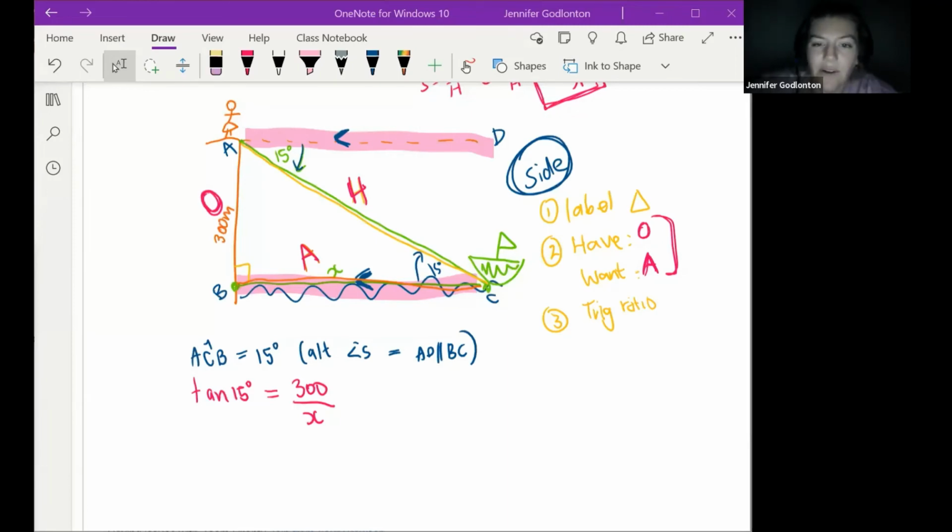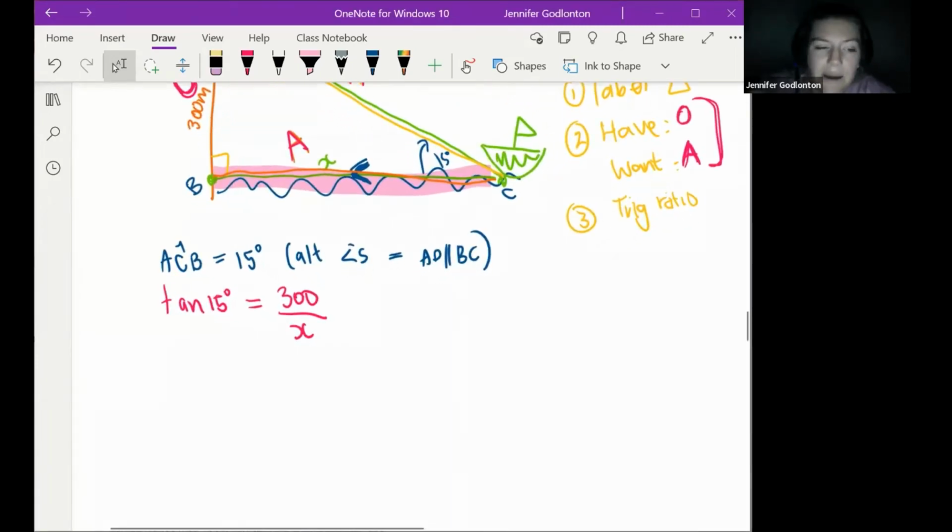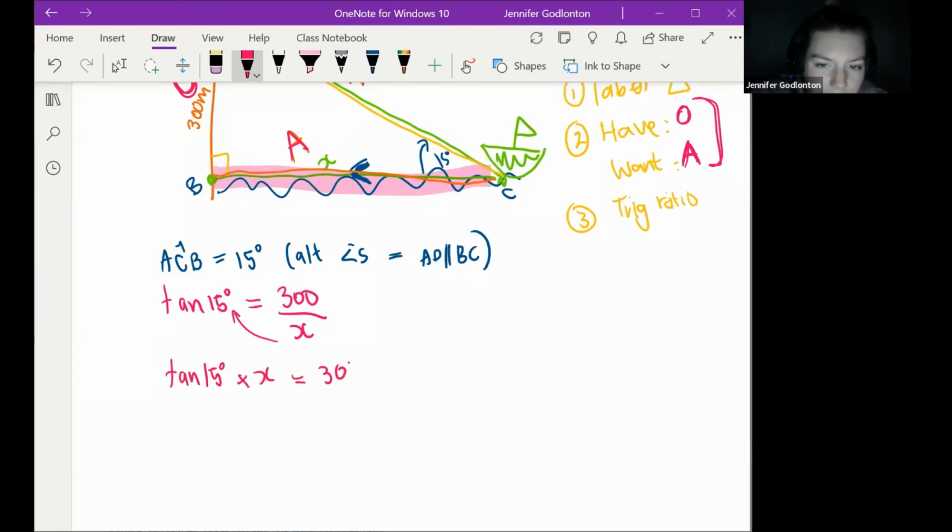So let's kind of go through this step by step where we would go to from here. The first thing we would do is we want to get this x up to the top there, right? Because we don't want to have a fraction anymore. So we would have tan 15 degrees times x is equal to 300. We are trying to isolate x. We want x to be alone. So now because I was timesing that tan 15, if I wanted to move it now, I would say 300 divided by tan 15.